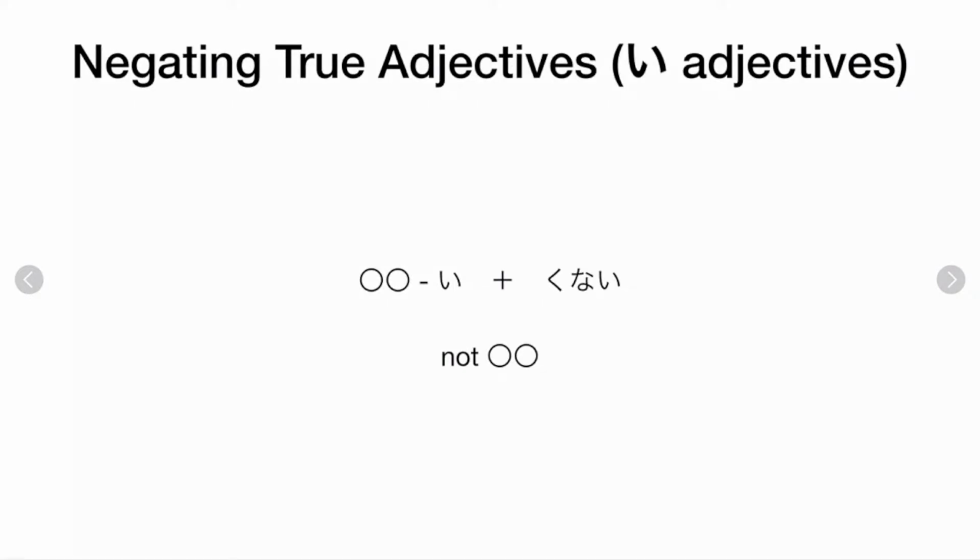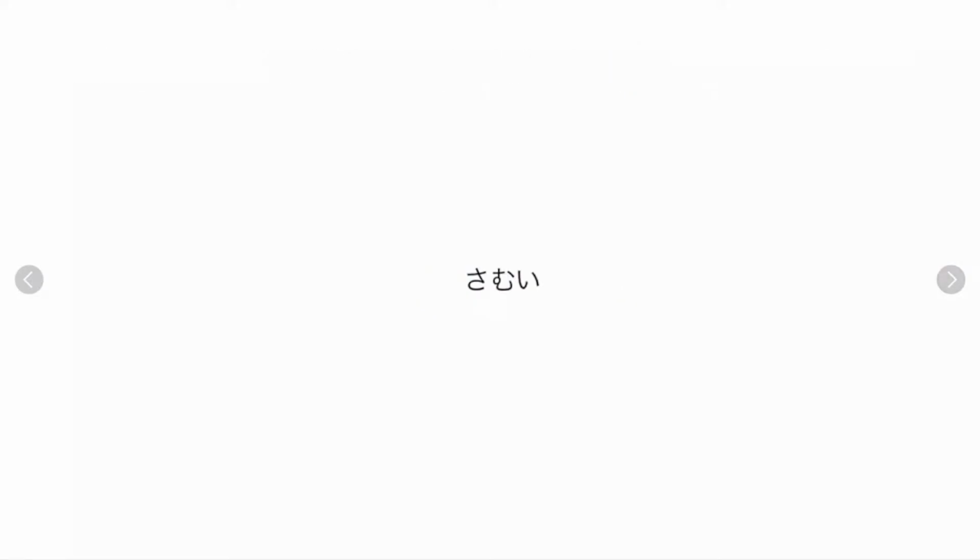So to negate this kind of adjective, so a true adjective, right? Or, these e adjectives, they end in an e. You remove the e from the end of it, and you add kunai. Okay, so we'll see that in practice. You have samui, which means cold. You remove the e to get samu, and then you add kunai. So samukunai is not cold.